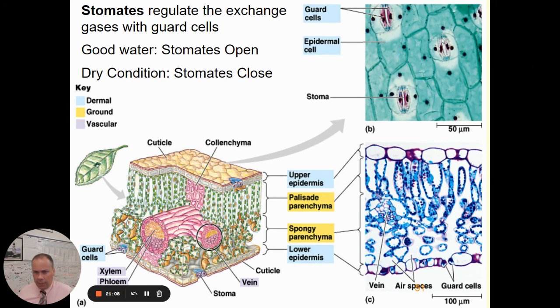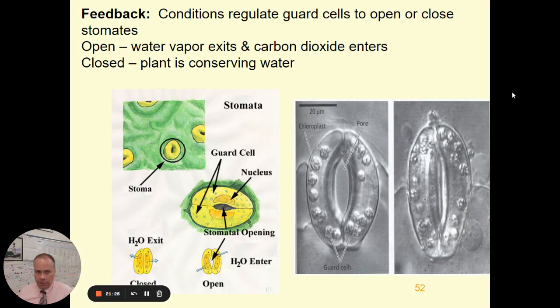We can see here on the bottom side of a leaf, the opening is the stoma, and then on each side is a guard cell, and those guard cells can close or open depending on conditions. And the purpose, again, is to allow gases into the leaf surface so that photosynthesis can take place.